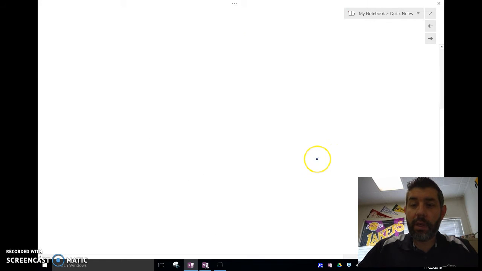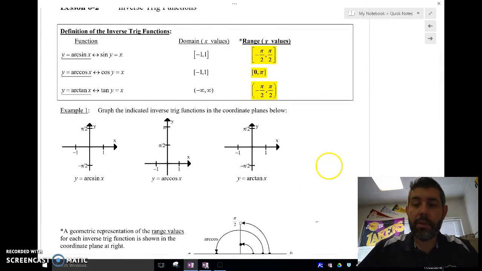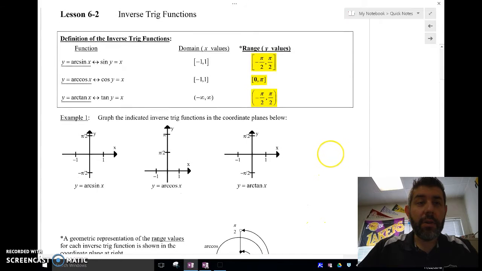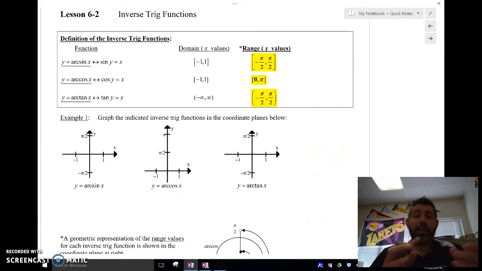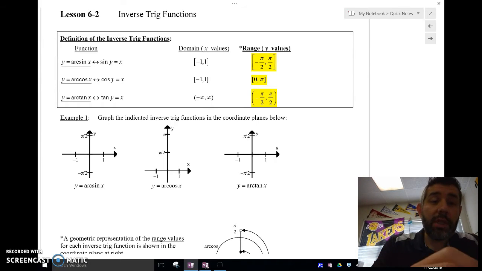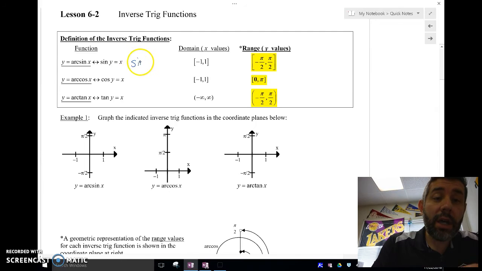Let me go ahead and show you some of these things here. I have on my screen the range restrictions for arcsine, arccosine, and arctangent. Sometimes you'll see these written as sine with a little -1, so sine inverse, cosine inverse, and tangent inverse, like that.